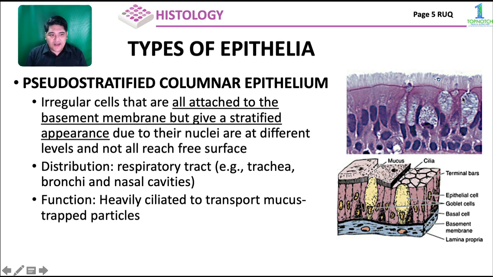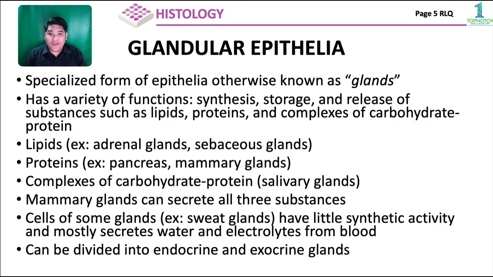Okay? So usually saan natin nakikita ang pseudostratified columnar epithelial cells? In the respiratory tract. Tandaan mo na, hindi ka makakalagpas ng histology kung hindi mo alam ang lining epithelium ng respiratory tract. It is your pseudostratified columnar epithelium with goblet cells. Okay, ngayon, ang function nito, it is heavily ciliated to transport mucus and trapped particles. Pseudostratified columnar epithelium. Okay? So talagang quick review tayo, no?